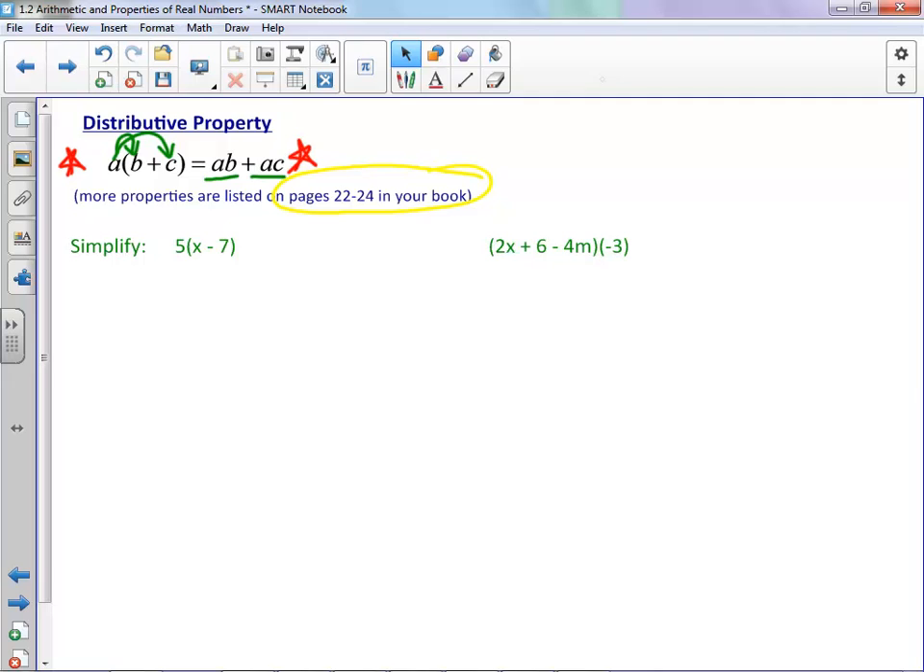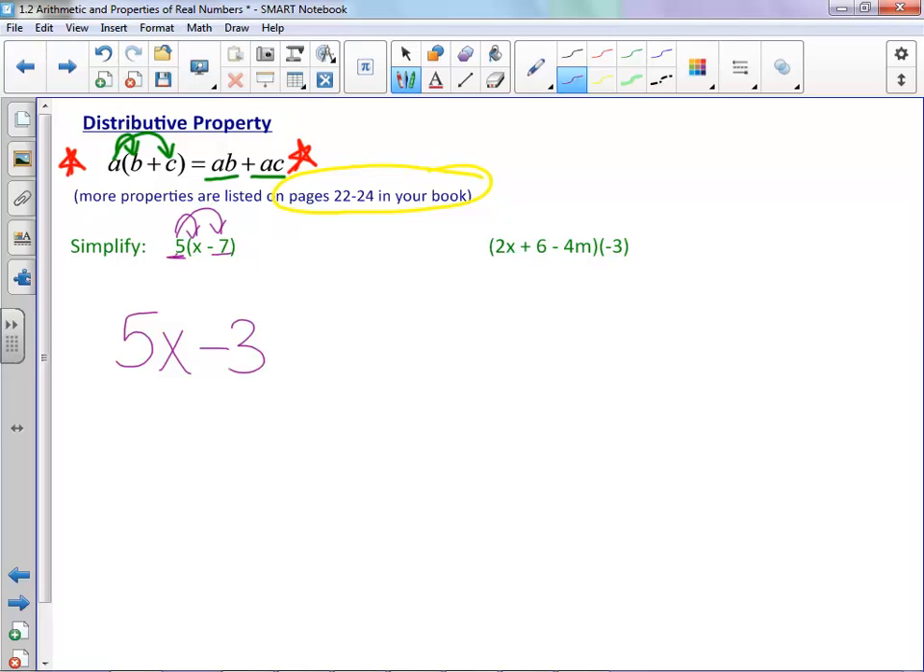So for this first one, we're going to simplify. So notice this 5 is getting multiplied to both the x and that 7. So 5 times x is just 5x. And then 5 times this negative 7, or minus 5 times 7, is 35.